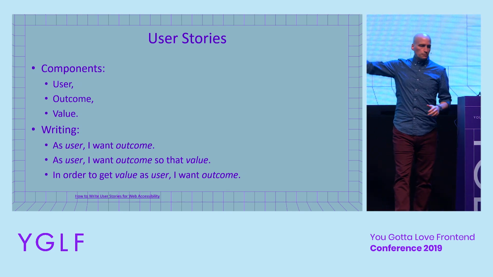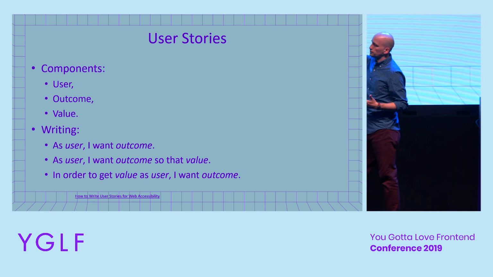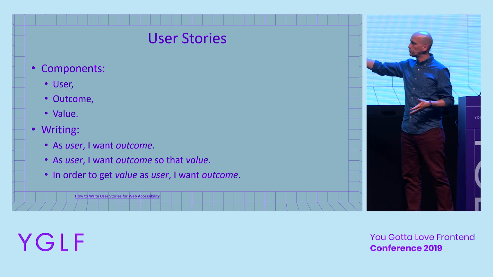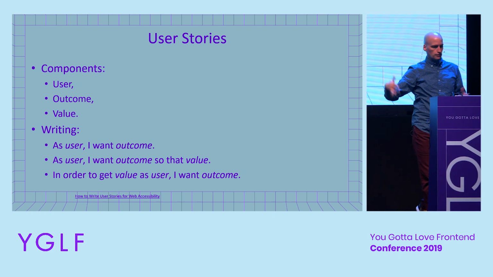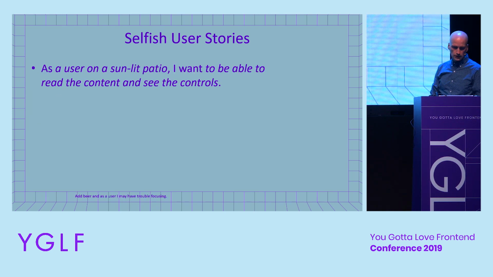So, for example, user stories. You're probably familiar with them, the components. It's a user who talks about an outcome for value. So when you write it: as a user, I want an outcome, so that thing. So I'm going to walk through some real quick ones here.